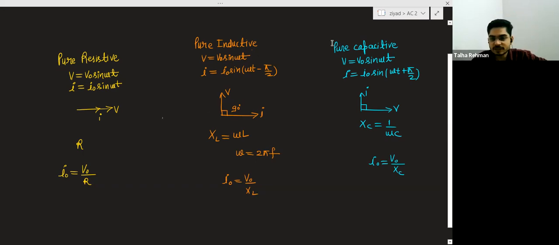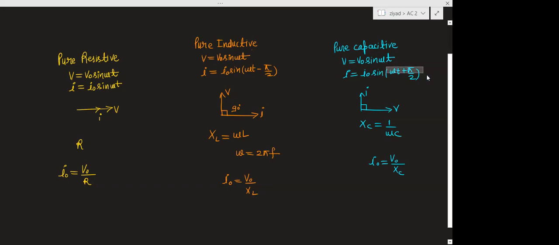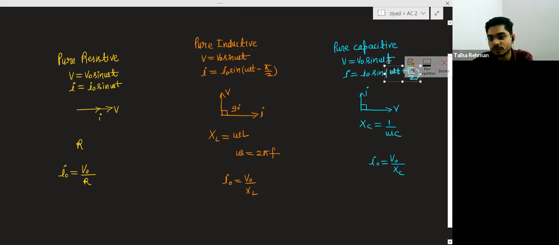But in case of a pure capacitive circuit, what is the meaning of a pure capacitive circuit? Only a capacitor is connected with an alternating voltage source. See the equation of the voltage and the current, and see the phase. Here the phase of voltage is omega t and the phase of current is omega t plus pi by 2. So from this equation you can say that the current is leading, because the phase of the current is greater than the phase of the voltage.